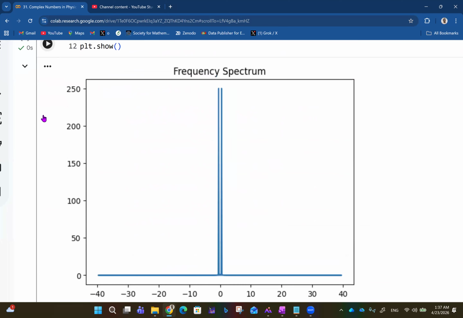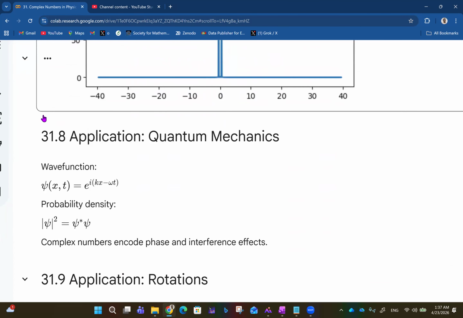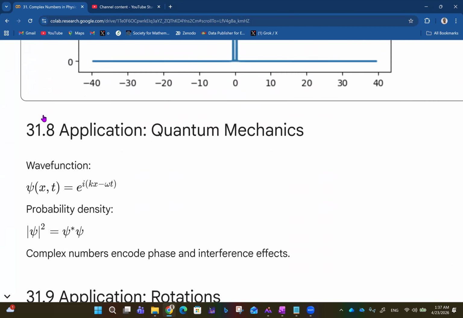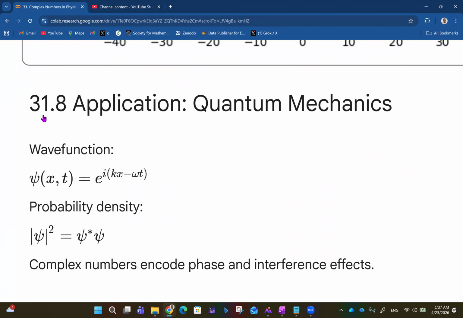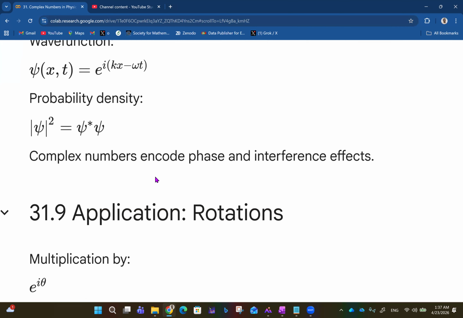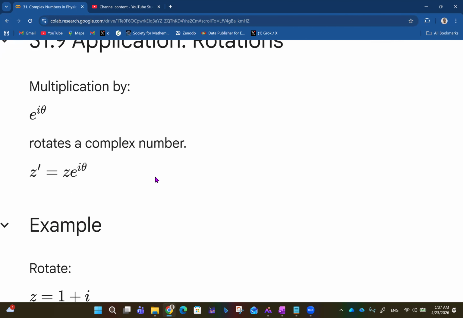So you have this, and then we have application in the area of quantum mechanics. If you have wave functions, psi of x comma t equals e raised to I into kx minus omega t. Probability density can be given as the absolute value of psi squared, which is psi star psi. So in this case, complex numbers encode phase and interference effects in quantum mechanics. And then we have another application in rotations.